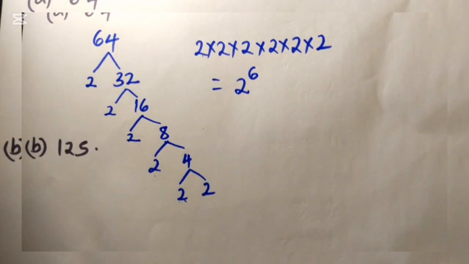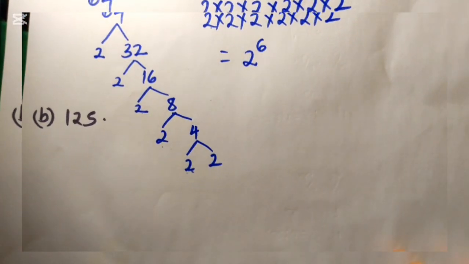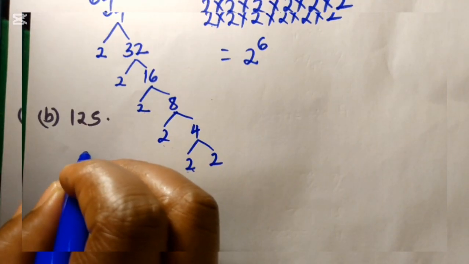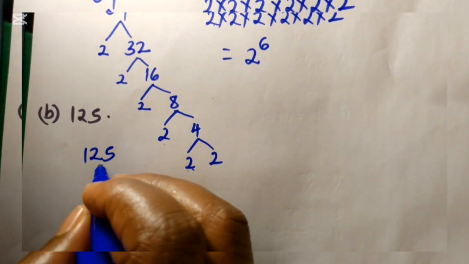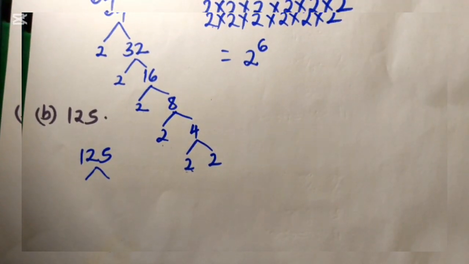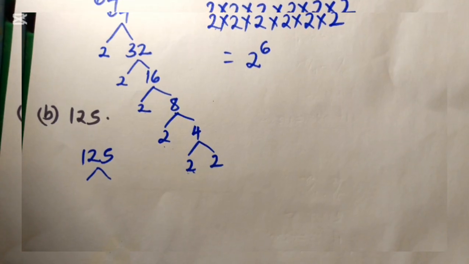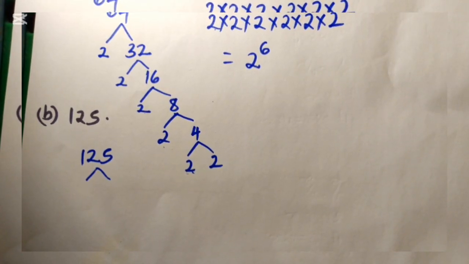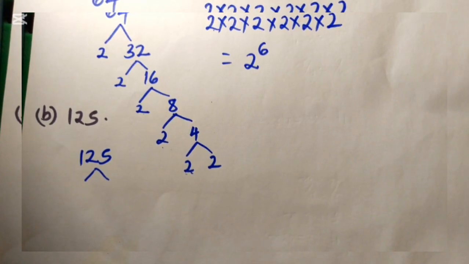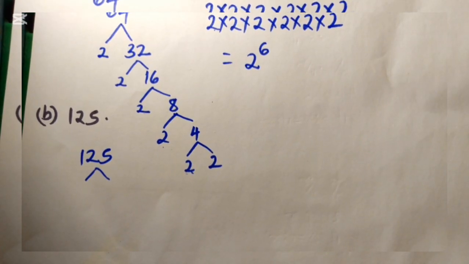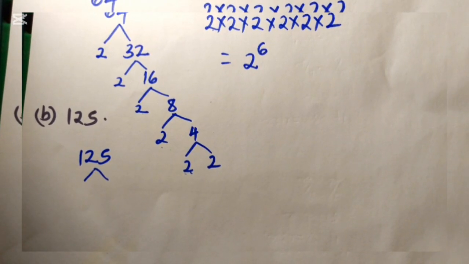Then we had part B here as 125. Again, we write that in simplest index form. So we check the prime factors. The first one is 2. Check whether 125 is divisible by 2, which is not. We move to 3, not, because if you divide, you should not get a decimal, you should get a whole number. So 125 is not divisible by 3. We move to the next prime number, which is 5. 4 is not a prime number.